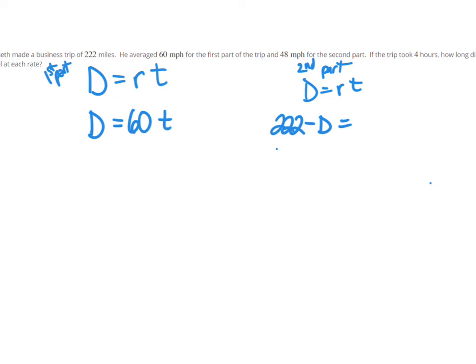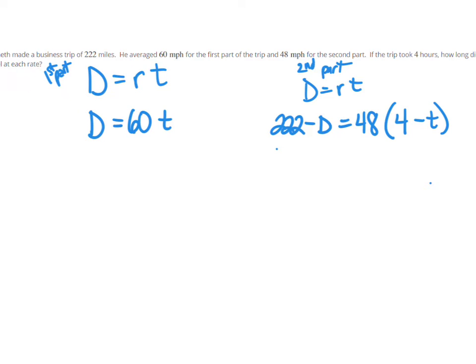All right, the rate was given to us at 48, so that's easier. And then the time is tricky again. The first part of the trip, I said, took T hours. The second part of the trip is going to be 4 hours minus whatever that first part took. So 4 minus T.